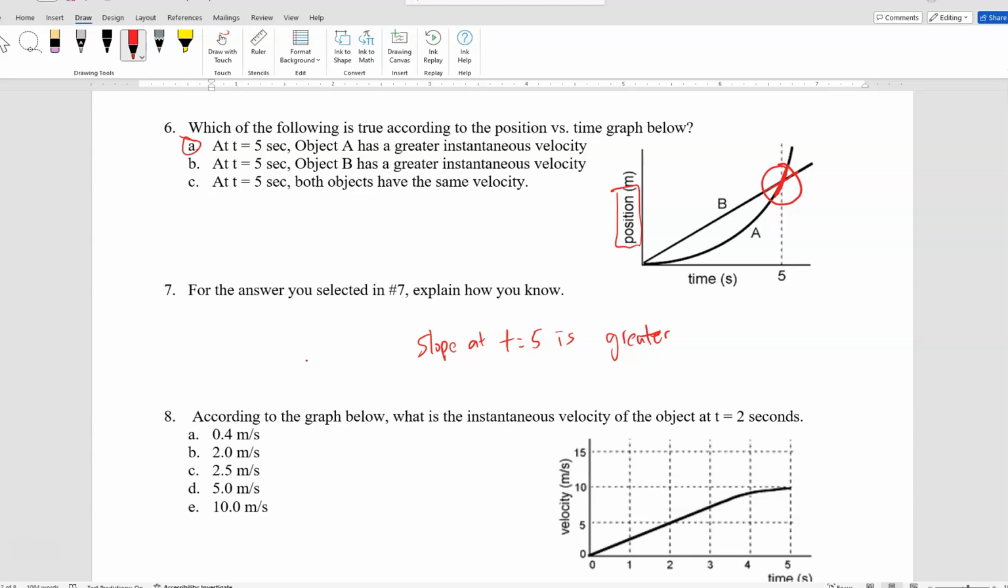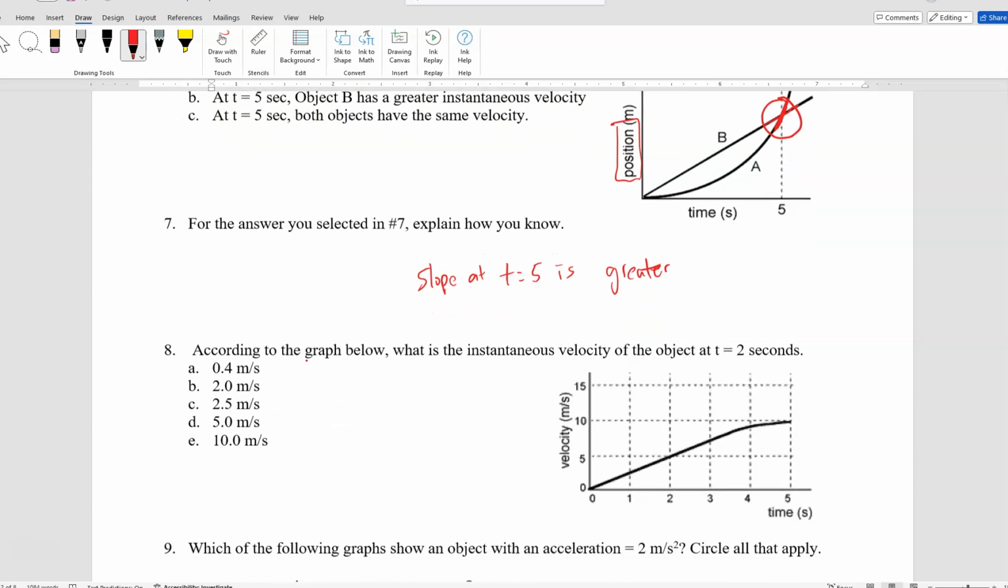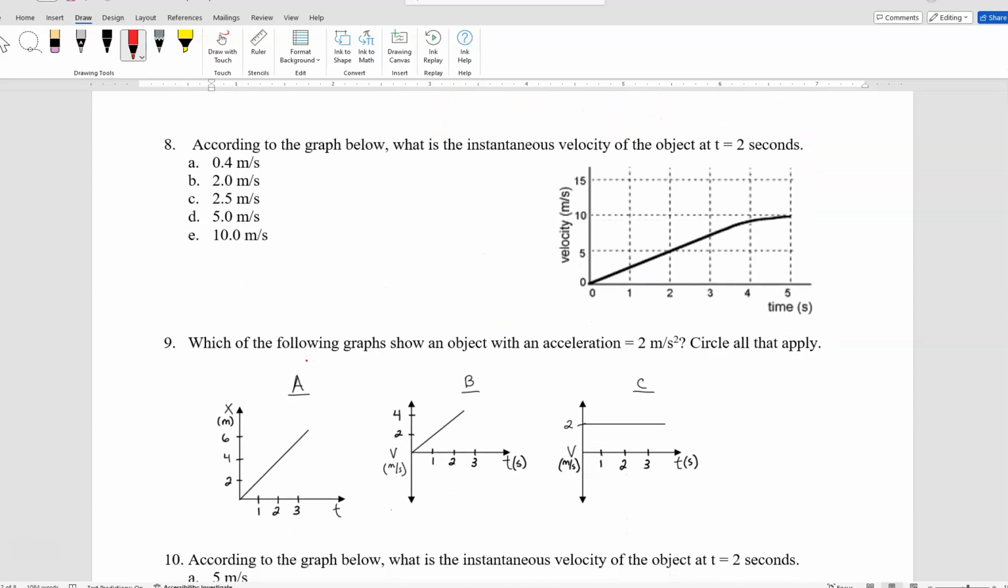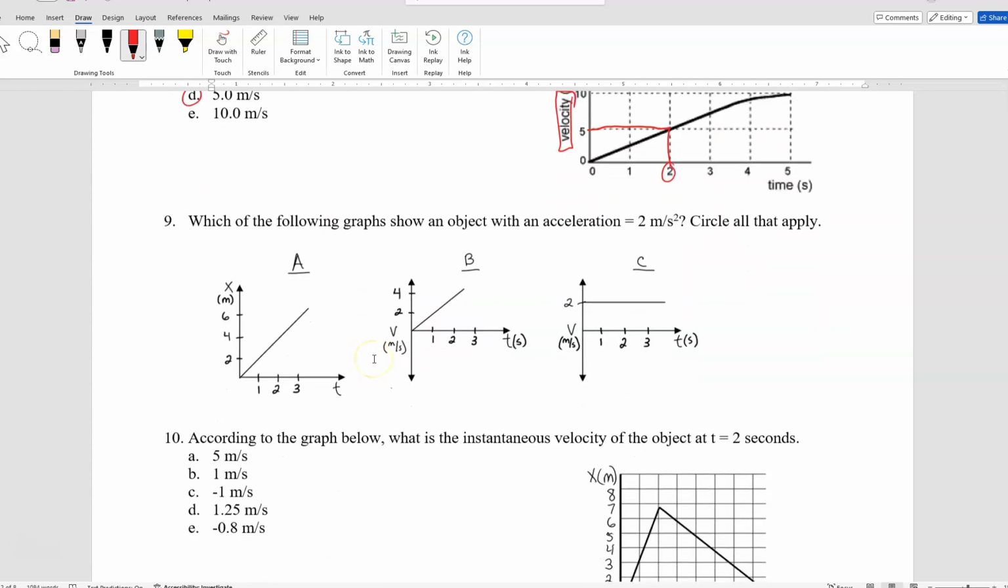All right. Question number 8 says, what's the instantaneous velocity at t equals 2 seconds off the graph? Well, what do you know? It's a velocity graph. This graph tells us the velocity. So at t equals 2 seconds, I go up, I go over, and it tells me that that is going 5 meters per second for that one instant.